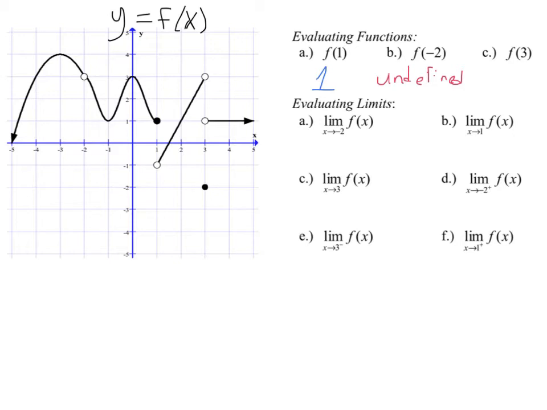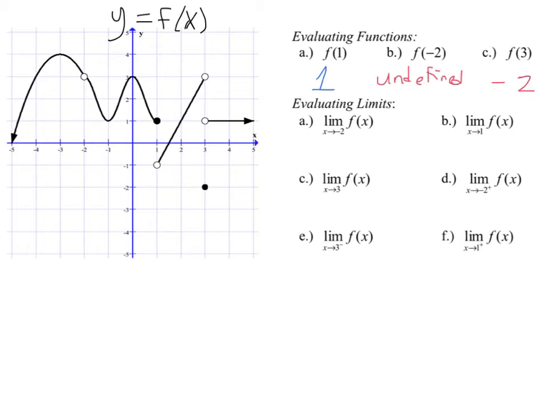Now what about f of 3? F of 3 is kind of weird, because you've got the function going up towards this way, and then it comes out on this side. But at 3, remember this means at the value. At 3, the value of the function is down here. That value is negative 2. So f of positive 3 is negative 2. Now the rest of these are limit questions.